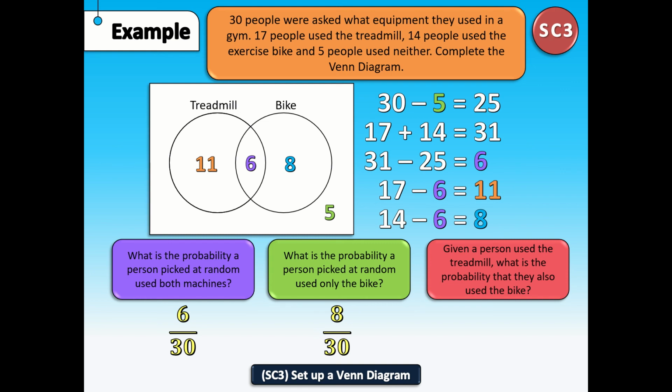The red question says given a person used the treadmill, so this is out of people that use the treadmill, so 17 people use the treadmill, so it's going to be out of 17. What is the probability that they also use the bike? So there are 6 people that use the treadmill and the bike, so the answer is 6 out of 17.